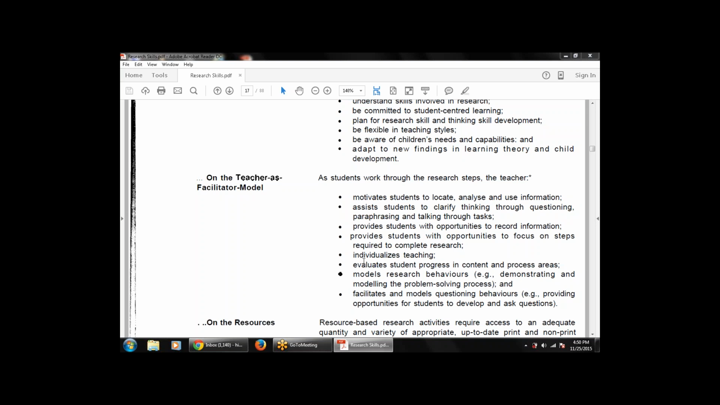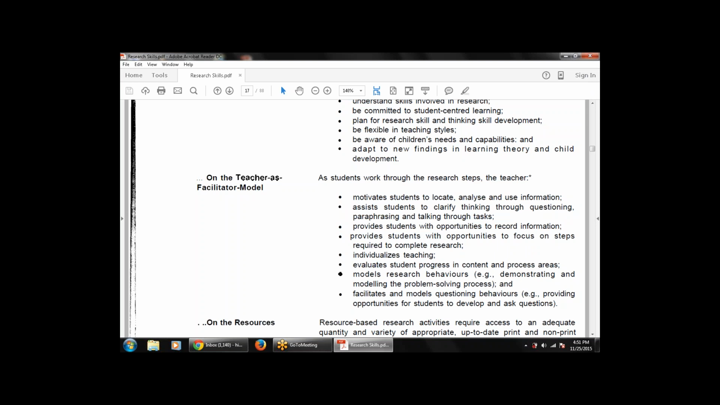So how will the teacher act as a facilitator to guide the students? As students work through the research steps, the teacher must motivate and facilitate the student. These are the various points by which the teacher acts as a facilitator model, guiding the students. The teacher must motivate the student to locate, analyze and use the information. Motivate means encourage the students to locate the findings, analyze and use the information.